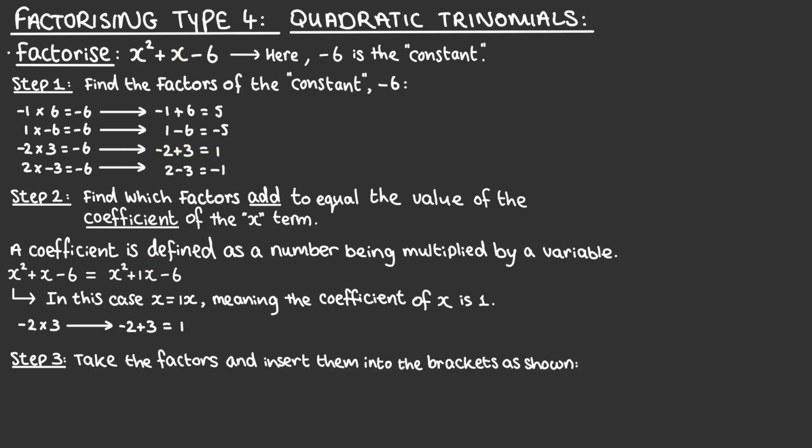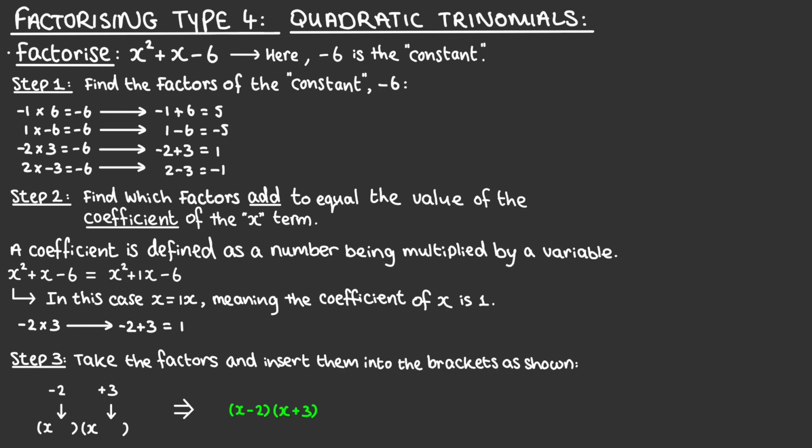So for step 3, we then take these factors and we insert them into the brackets as shown. We end up with x minus 2 multiplied by x plus 3. So this is our answer. This is the factorized quadratic trinomial. So we've essentially turned a trinomial expression into 2 binomial expressions, where bi refers to 2 and nomial refers to terms. So a binomial expression is an expression containing 2 terms.